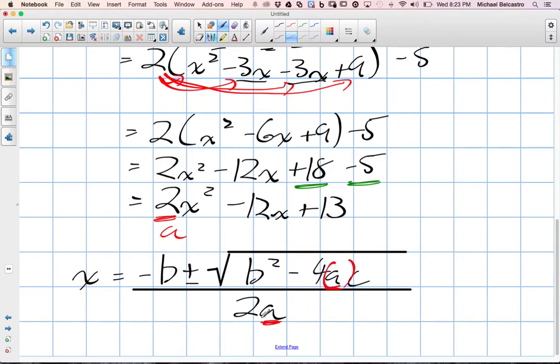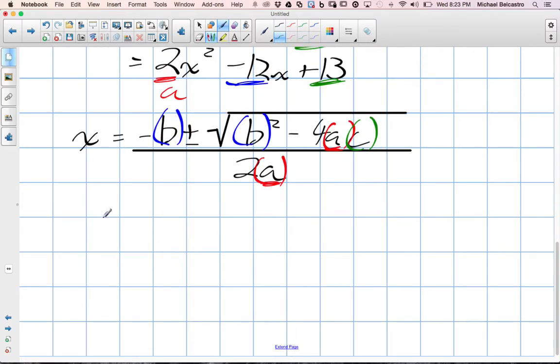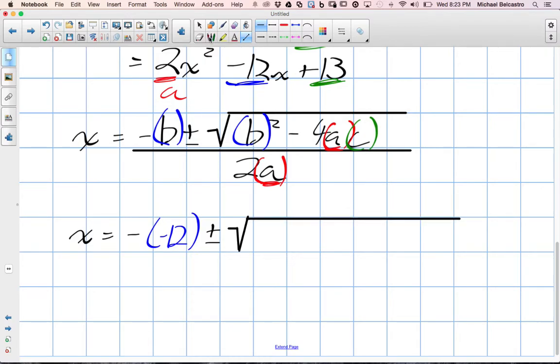So we'll replace these a's with that value. The b is the second coefficient attached to the x, so we'll replace both of these b's with that value, and the c is the constant term, and we'll replace that c with that value. So with that being said, we get x is equal to negative 12. Okay, so that's going to be important because that's going to switch that sign with the square root of negative 12 squared minus 4 times 2 times 13.